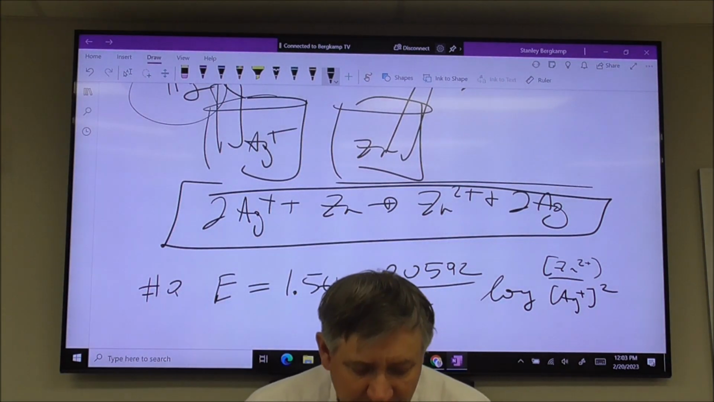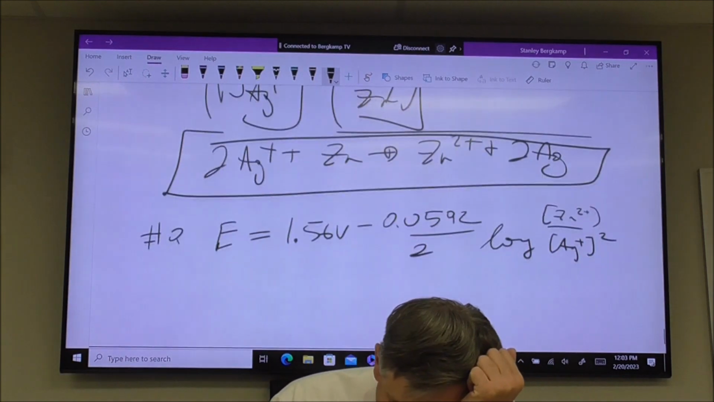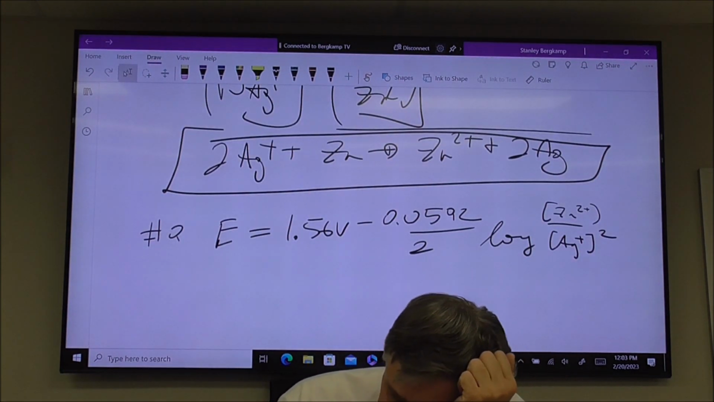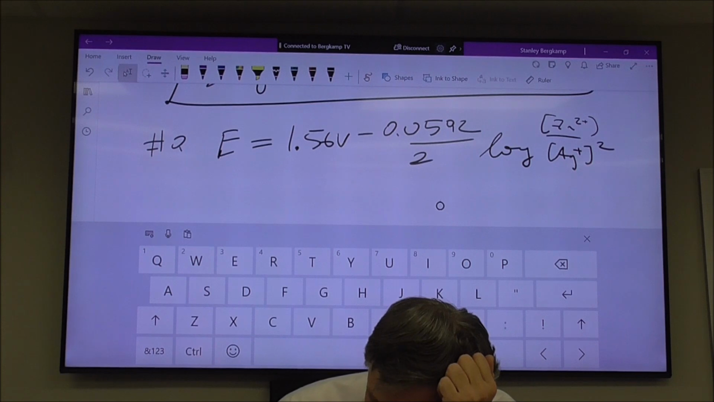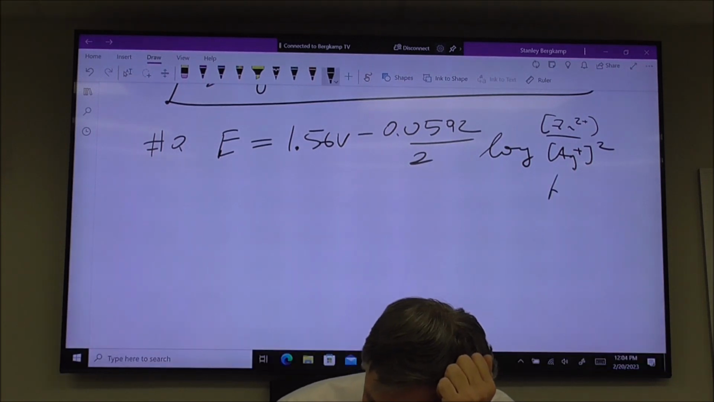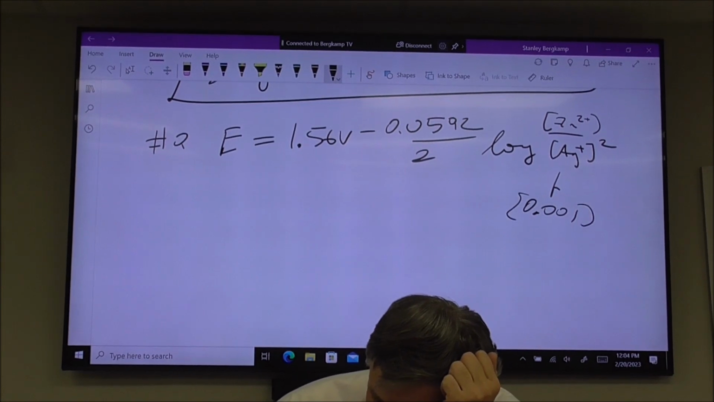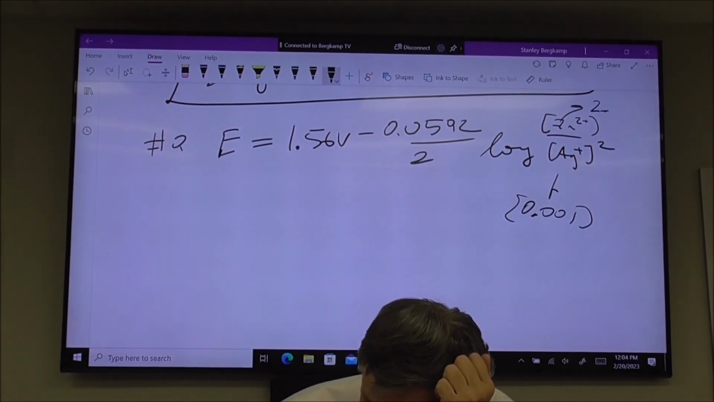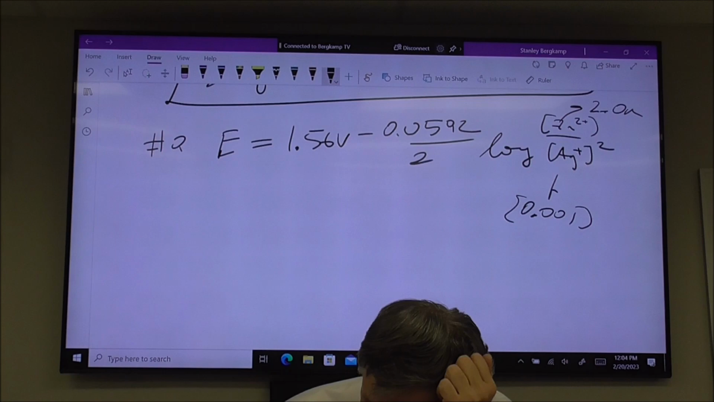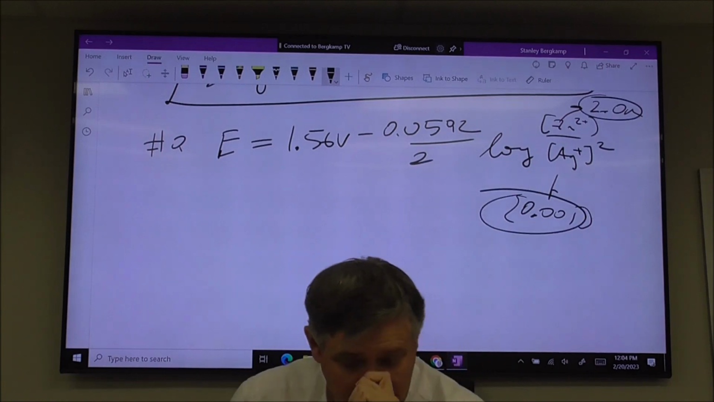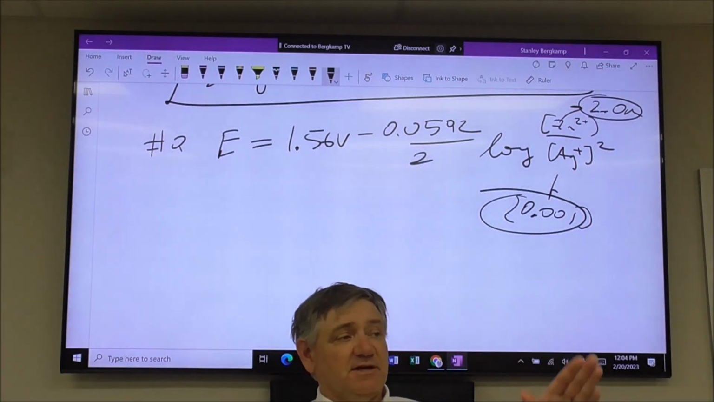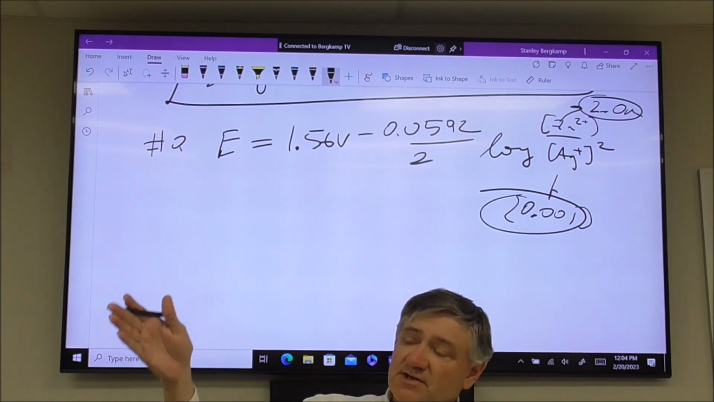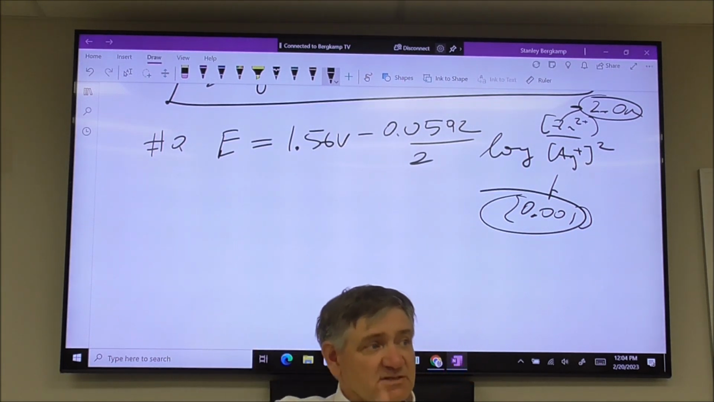So here's what's going to happen on number 9. You've got a silver ion concentration on number 9 of 0.001, and you have a zinc ion concentration of 2. I don't care how you explain this. You pick the method that works best for you.